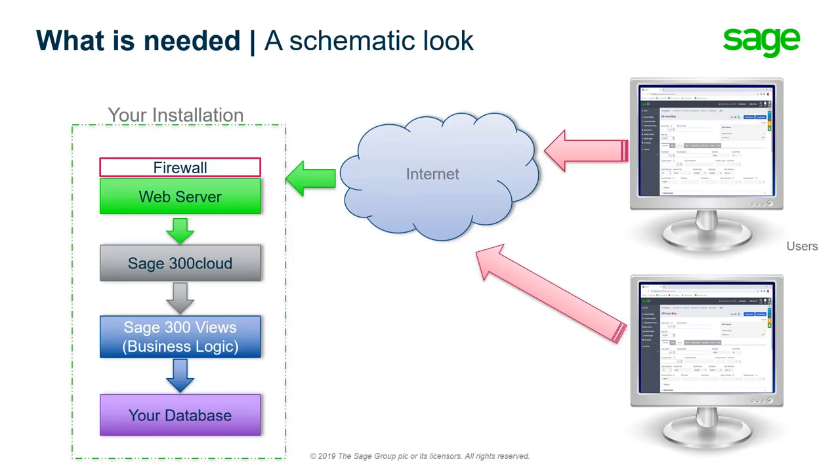Now, coming into the web server, you can see that it goes into a Sage 300 Cloud environment and it goes to the business logic and your data. So it is exactly what I've shown you earlier. It is quite easy for you to now deploy this layer over your Sage 300 and have users remotely accessing it using the web browser.